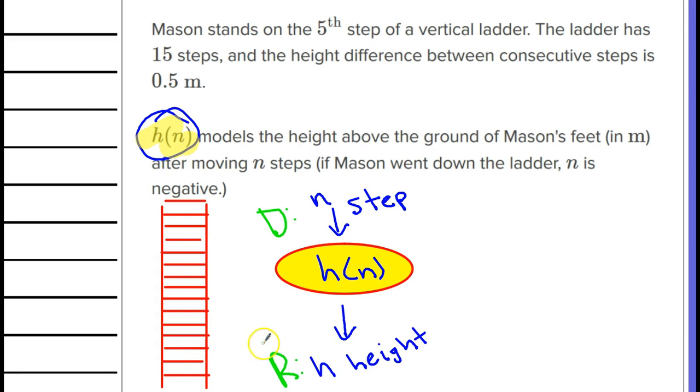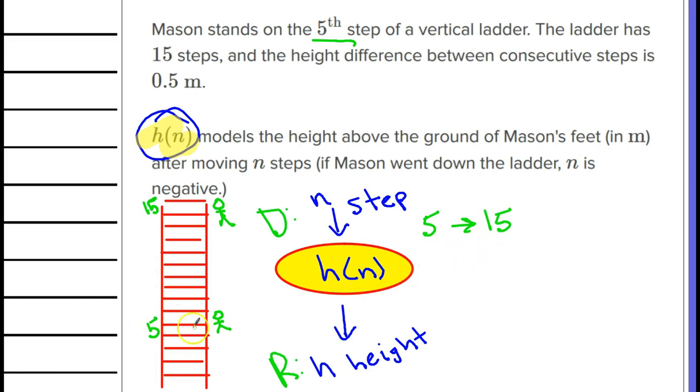And what do we know about the input numbers? Well, we know that he stands on the 5th step, so 1, 2, 3, 4, 5. Okay, so here's Mason. He's on step number 5. And he climbs up to 15 steps, and then he's going to go up here. Okay, so he can be somewhere between 5 steps and 15 steps. So his step is somewhere between 5 and 15. That's the step that he's on.